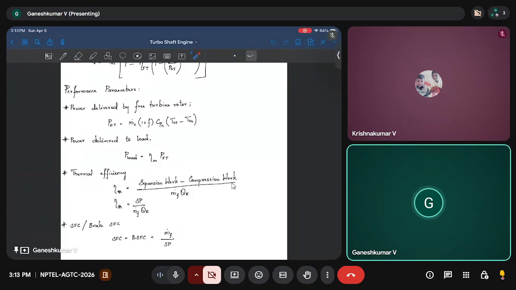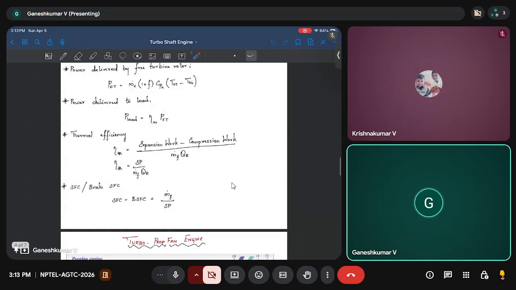The thermal efficiency is going to be expansion work minus compression work divided by m dot f into qr, or simply the shaft power divided by m dot f into qr. This is the thermal efficiency. Finally, the thrust specific fuel consumption here becomes brake specific fuel consumption, BSFC. The BSFC is nothing but the amount of m dot fuel required per unit shaft power. So these are the performance parameters. It's fairly simple compared to other turbo engines.